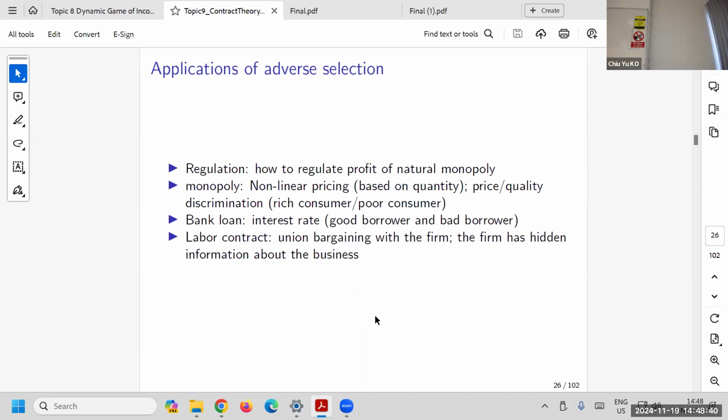The second is how to do price discrimination, right? Because the firm doesn't know how much the consumer wants to spend. So they want to design a contract by separating rich or poor consumers. And there's also a bank loan idea, trying to have different interest rates, and also the labor contract. Later we'll go into them one by one.